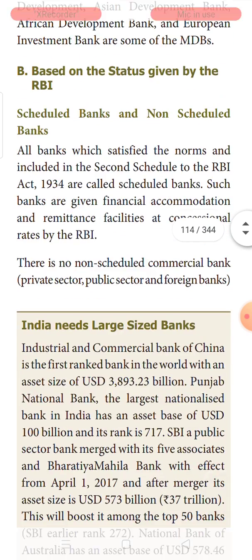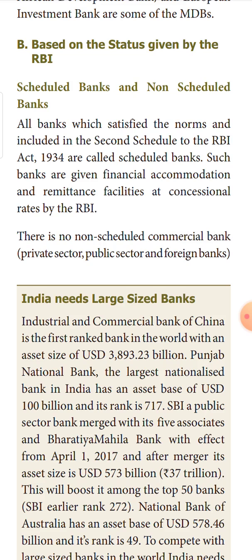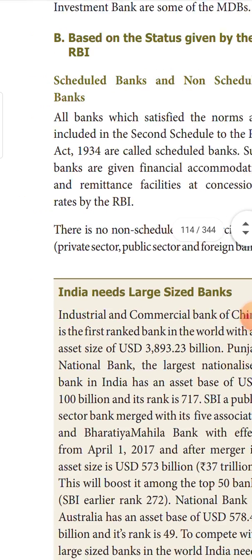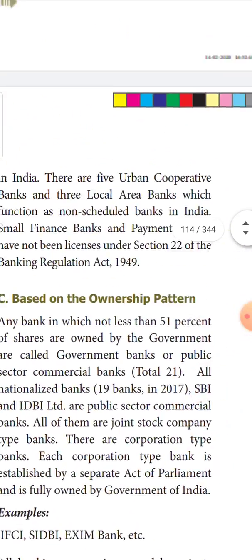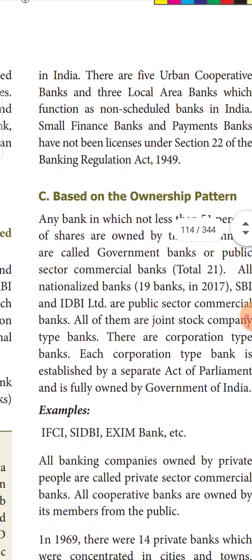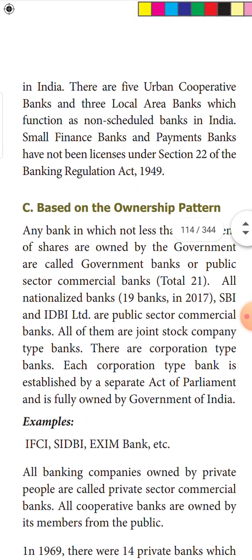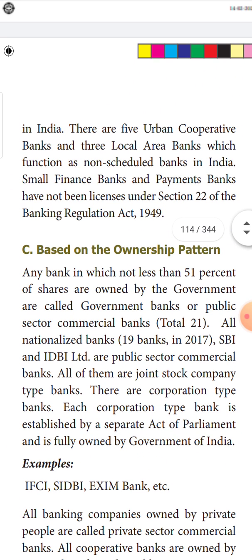Non-scheduled banks can be private sector banks, public sector banks, and foreign banks also. Now, there are 5 urban cooperative banks and 3 local area banks which are non-scheduled banks, but they do the function of all the banking. The Paytm banks are non-scheduled banks because the second schedule will possess all the formalities which a bank has to follow. But these payment banks do only the payment details. Local area banks cater only to one particular local area. So such types of banks are called non-scheduled banks.